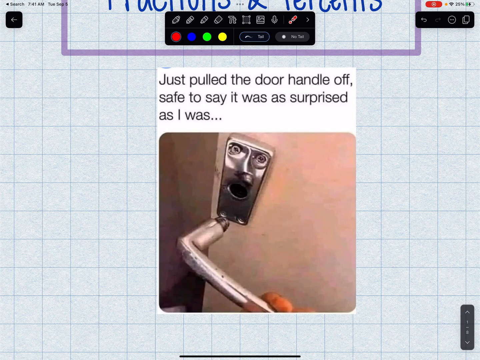Just pulled the door handle off. Safe to say it was as surprised as I was. Do you see the surprise? It's like, whoa, what did you just do?